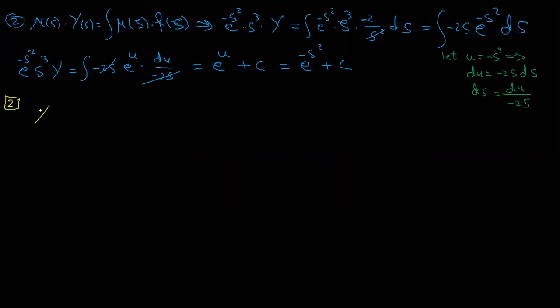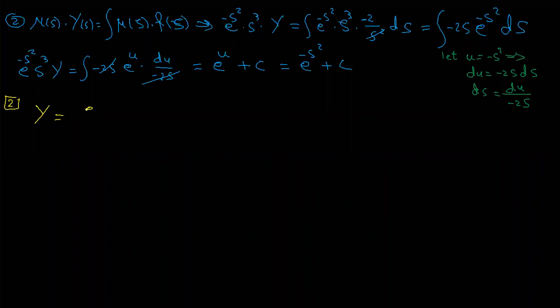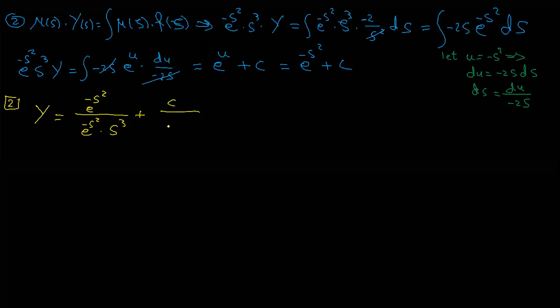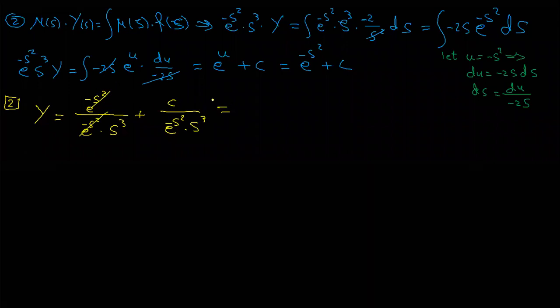My second step is to find y capital equal, you need to divide by those. So it is e to the negative s squared divided by e to the negative s squared times s to the power 3, plus c divided by e to the negative s squared times s to the power 3. This can be written as the following. Cancel out this with this and take this up. So you have 1 over s to the power 3 plus c times e to the s squared over s to the power 3. You are right.